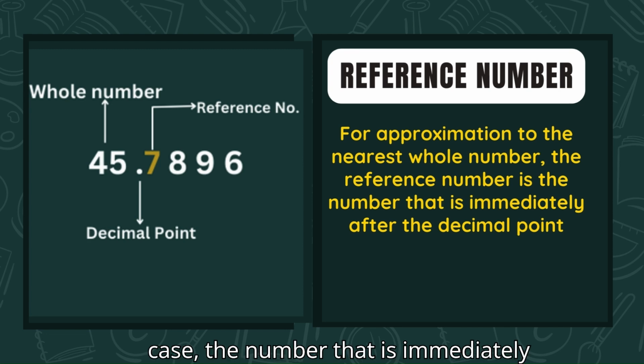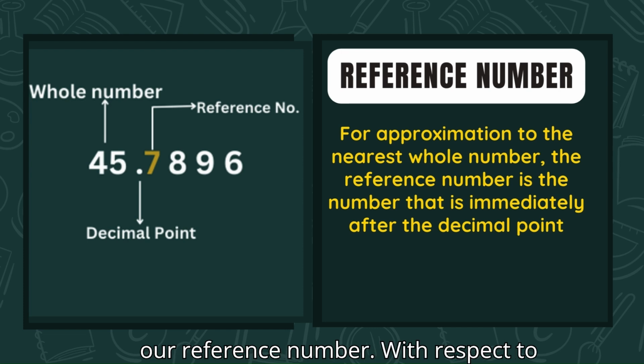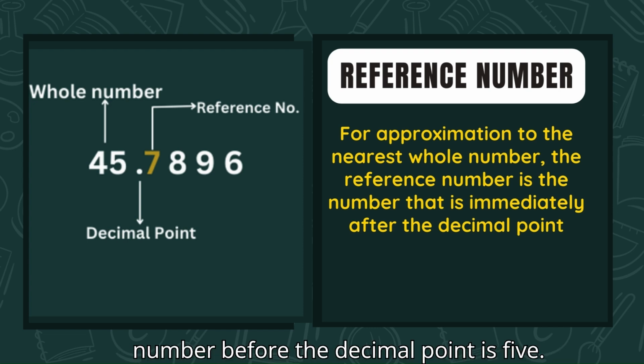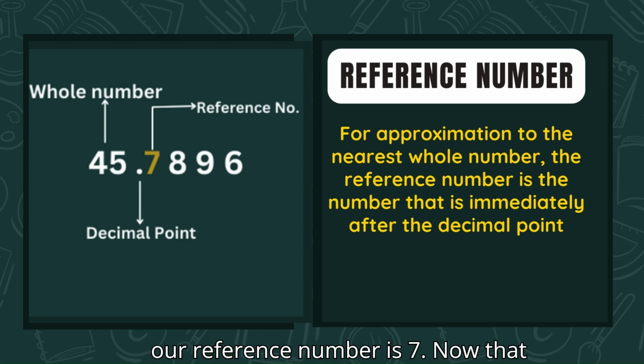Like in this case, the number that is immediately after the decimal point is 7, and that is our reference number with respect to approximation to the nearest whole number, and the preceding number, which is the number before the decimal point, is 5. So our preceding number here is 5 and our reference number is 7.